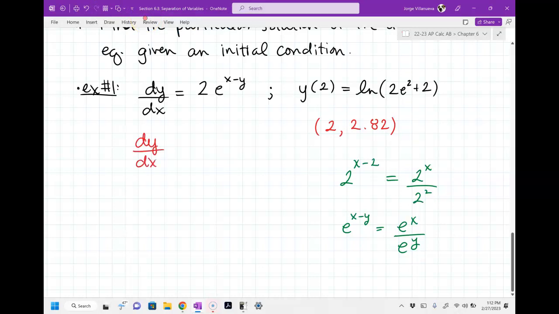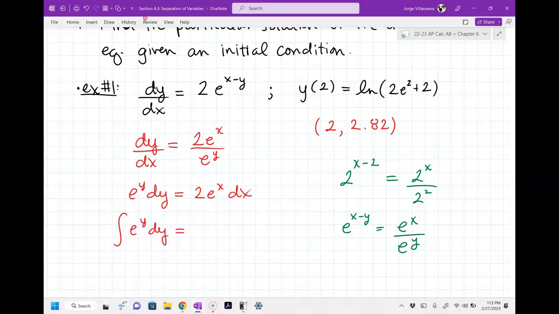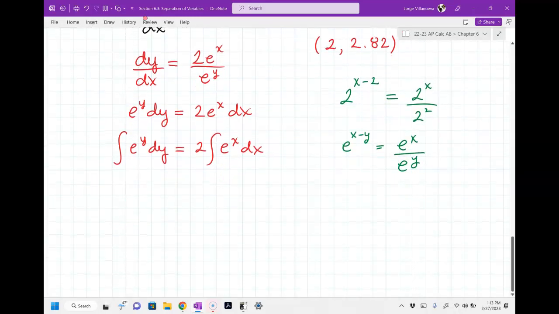dy/dx is equal to 2e to the x over e to the y. That's what 2e to the x minus y is. Okay? Now, we're going to go ahead and start separating variables. So we get e to the y dy is equal to 2e to the x dx. Integrate here. So I have integral of e to the y dy equal to 2 integral e to the x dx. Notice I took out the 2 just so it's out of the way. Okay? It's not that I don't need it inside. I can leave it inside.